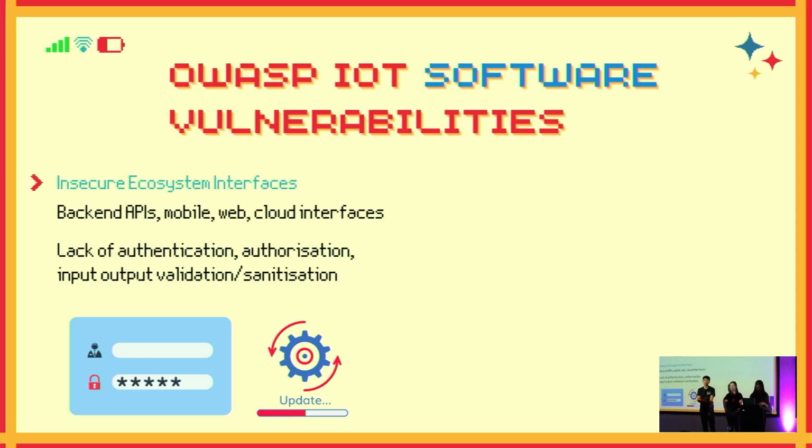Next is insecure ecosystem interfaces. What I mean is usually this is what me or you use to actually remotely interact with the device. This includes things such as backend APIs, mobile, web, and cloud interfaces. So a few of the vulnerabilities include a lack of authentication and authorization. So the embedded device or the web UI doesn't actually check you are who you say you are and that you're permitted to actually do and perform certain actions.